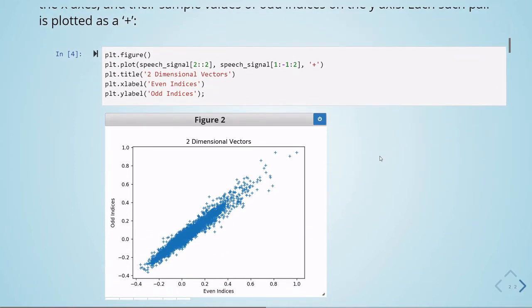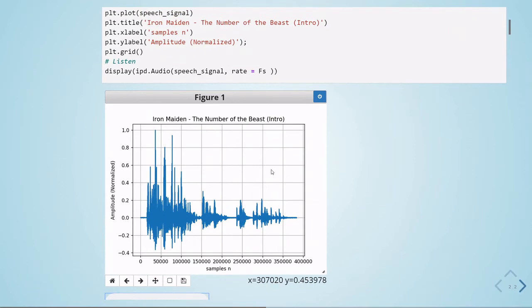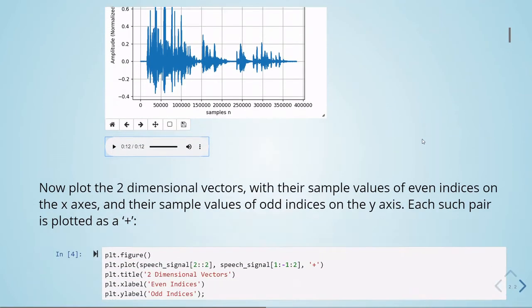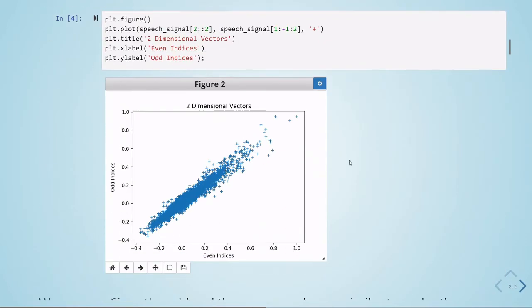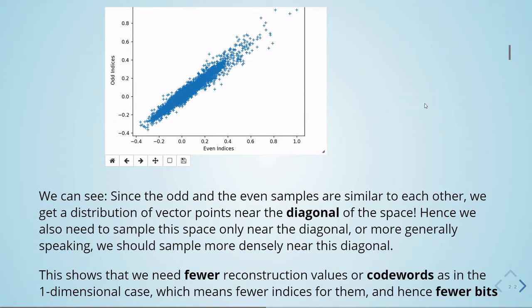And now we have two-dimensional vectors, and we can see that they have this very interesting shape here in this diagonal. So this is the same signal, but we're plotting it in a two-dimensional space. Since the odd and the even values are similar to each other, we get a distribution of vector points near the diagonal of the space.